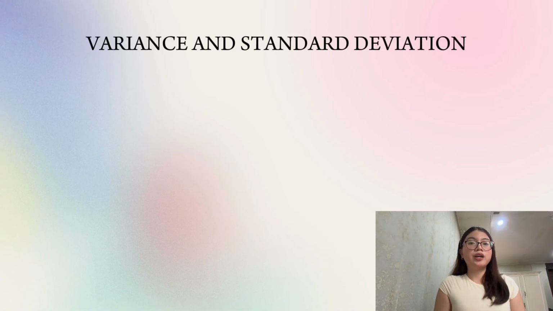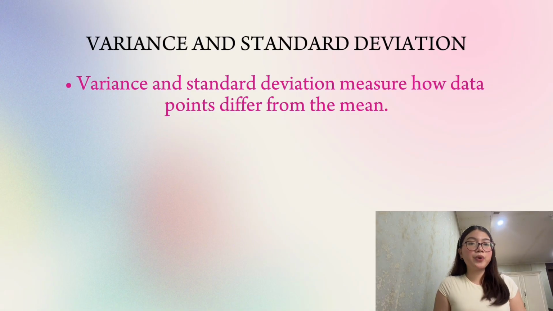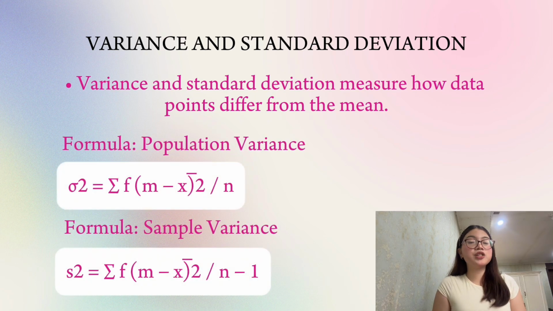Next up are variance and standard deviation. This shows how much data points differ from the mean. For group data, we use class midpoints and frequencies. First, find the deviation by subtracting the mean from each midpoint.